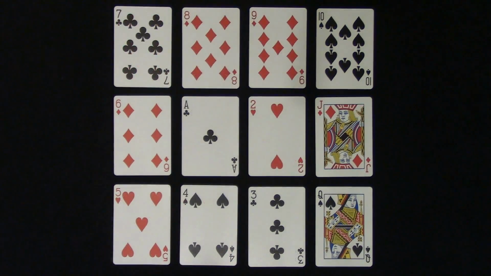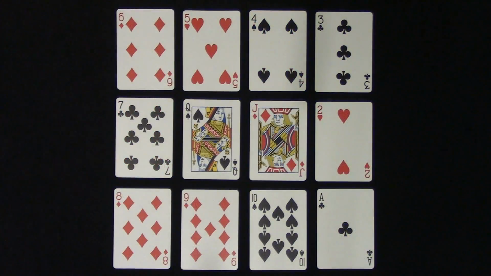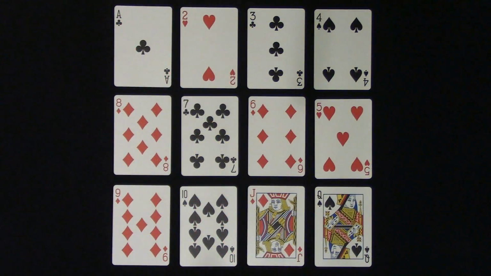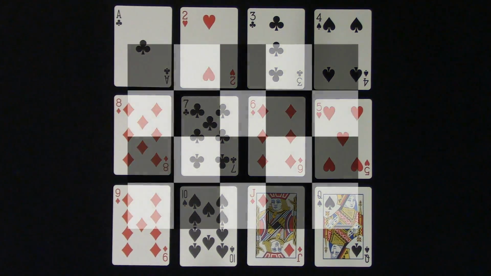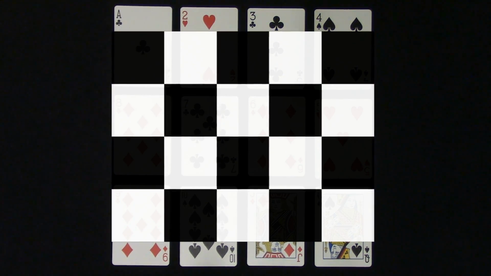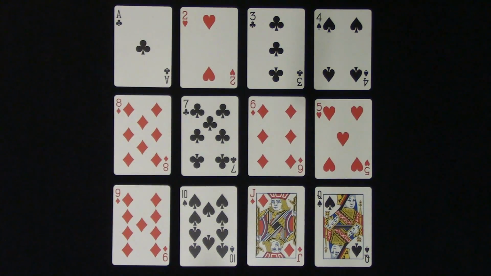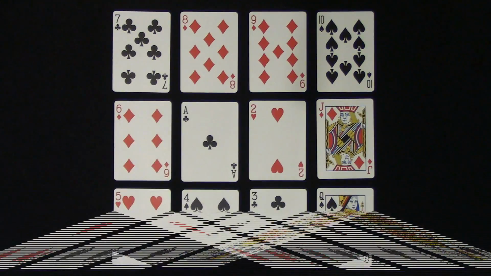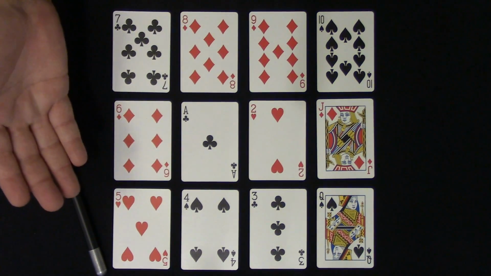There are many other setups you can use. I only showed a few, but there is one thing in common. Each one of these setups is like a checkerboard, separated by odd and even numbers. 6 odd cards and 6 even cards. Okay, here's the key to this routine.